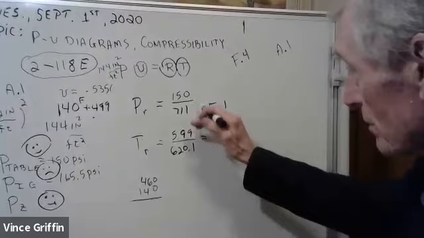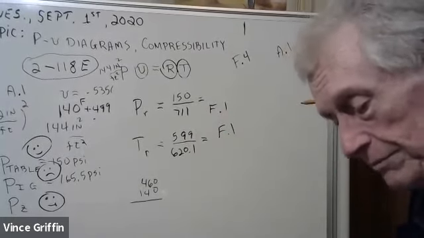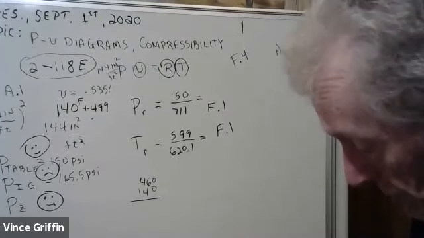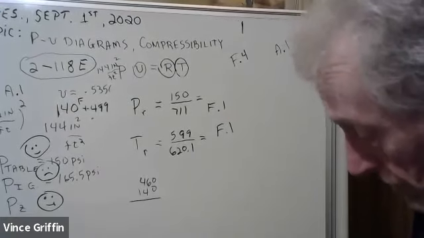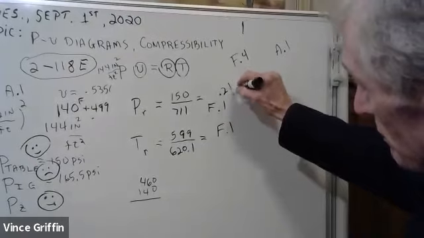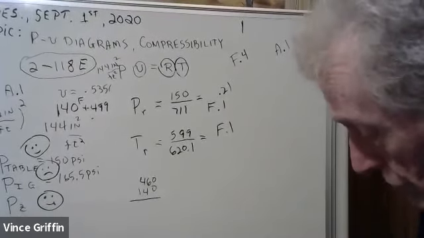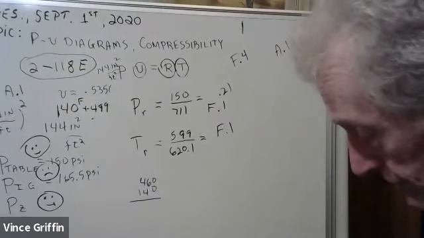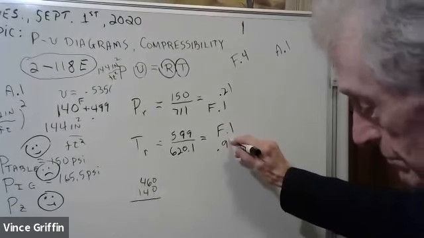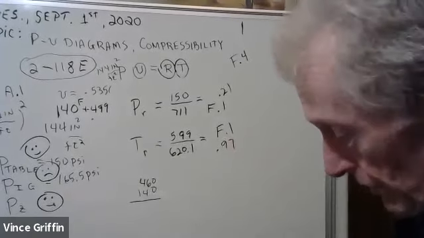Now let me get those. Oh, we're running out of time. Oh no, I only have 2 minutes left. But see, this is equal to 150 divided by 711.21, and this one's equal to 599 divided by 620.1. That's equal to 0.97. And then you go to that graph that I told you about.